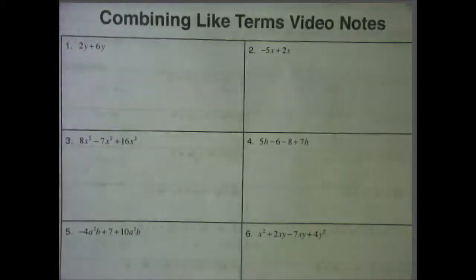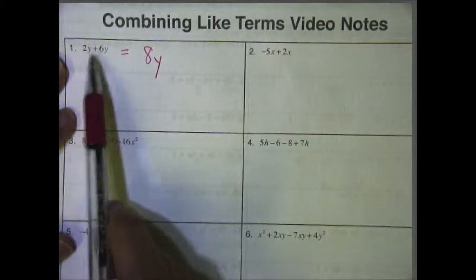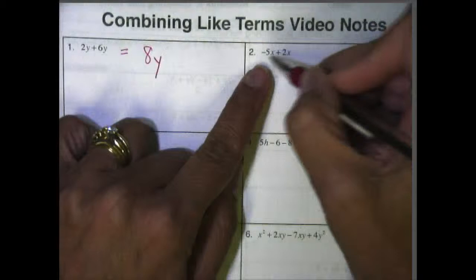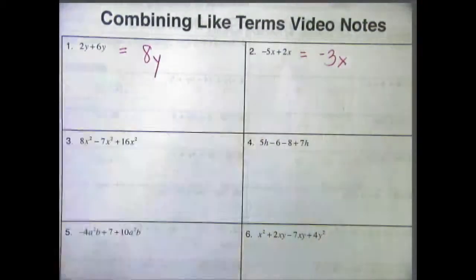All right, so number 1, this is a simple combining like terms. Remember that you add the coefficients, which are 2 and 6, and the variable stays the same. So remember, coefficients are the numbers that come before the variable. Variable stays the same. Same thing with number 2. We're going to add -5 and +2. We get -3. Variable stays the same. So those are the simple ones, and those are more like the pre-algebra examples that you did.